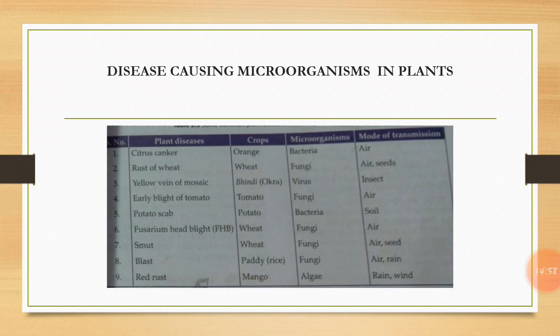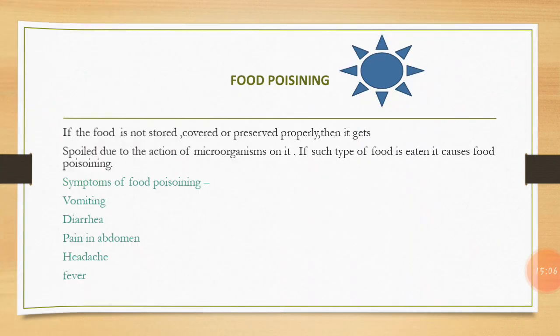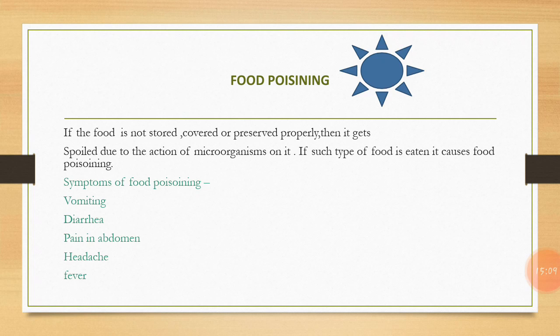So let us know about the next topic of this chapter, that is food poisoning. We are just going to know about food poisoning, and how food poisoning occurs. If the food is not stored, covered or preserved properly, then it gets spoiled. They get spoiled due to the action of microorganisms on it, and when such food is eaten by human beings, it causes food poisoning. So this is about how food poisoning is caused.